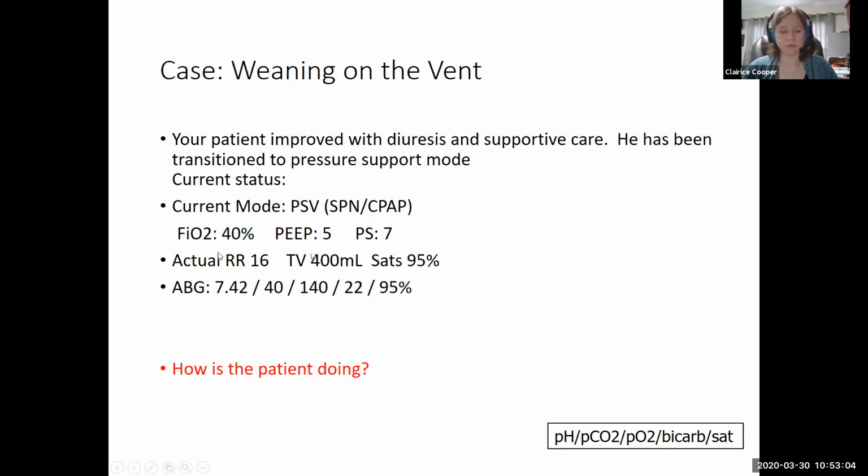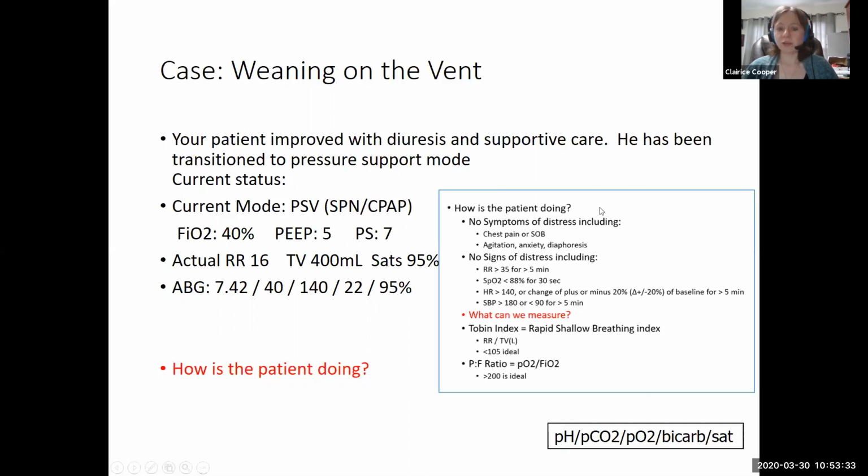This is a full spontaneous breathing trial at minimal settings. We see that the patient is breathing at a rate of 16 with a tidal volume of 400 and saturating at 95%. We get a gas, and this is what we get. So how is the patient doing? Answer that question to yourself first. You might use this as a guide.